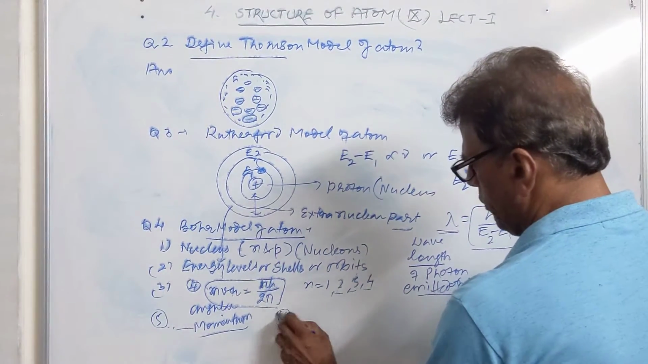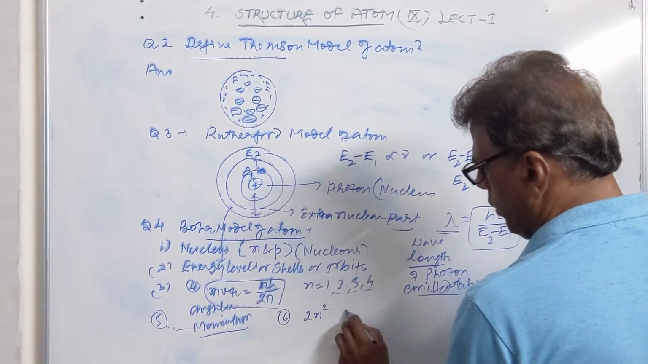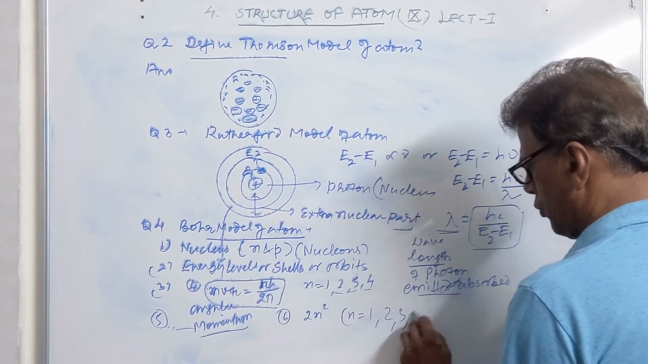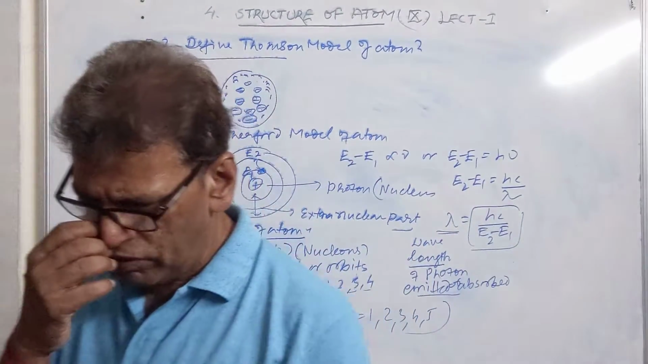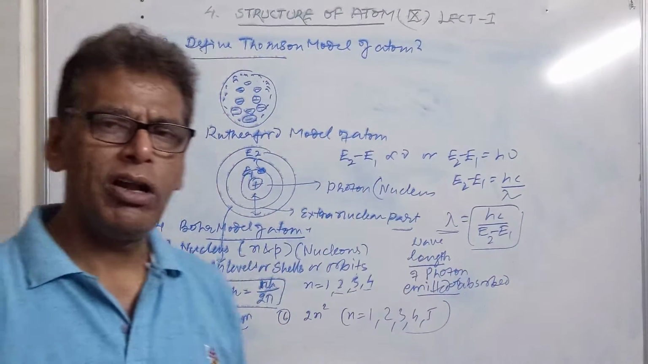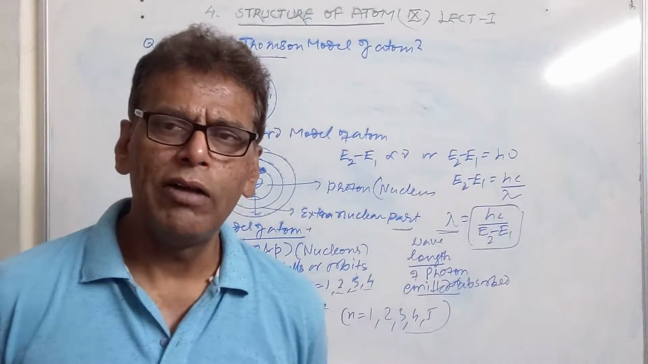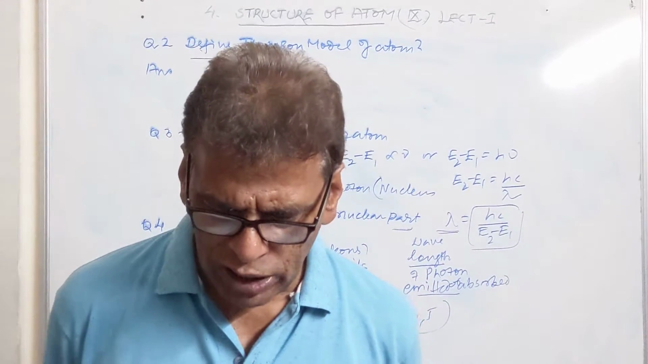And the sixth postulate was that an orbit or shell can keep electrons by the 2n square rule, where n is the first shell, second shell, third shell, fourth shell, and fifth shell. So this is regarding the Bohr model of atom. This model was quite successful in explaining all the properties of the atom. Therefore, it was selected as the main model of the atom.